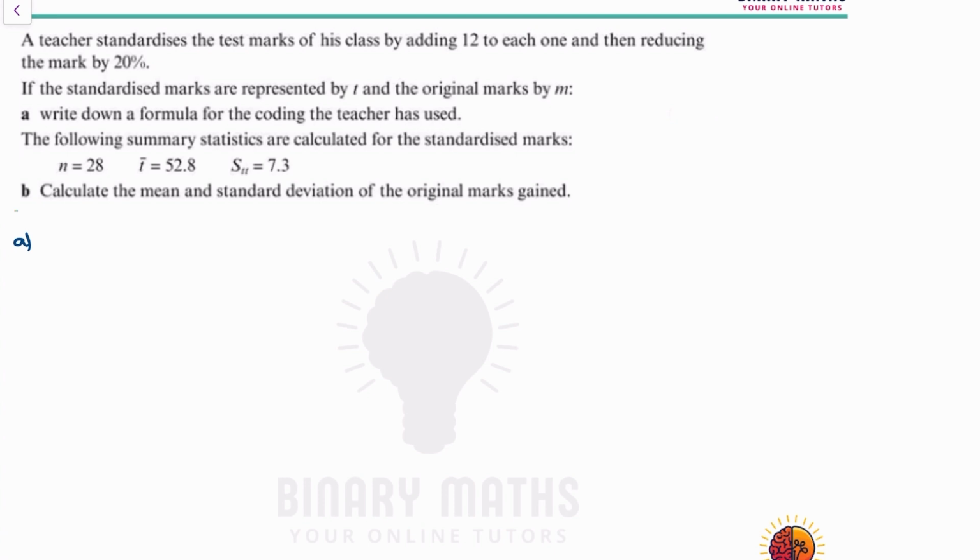So that means if the standardized is T, that's what we're obtaining after we've done a calculation, then we take the original mark, which is M, I add 12, and then I times by 0.8. So it's the same thing as 0.8 times (M plus 12), which when we expand it, we end up getting 0.8M plus 12 times 0.8, which is 9.6. So I prefer it in this way without brackets, because we're used to seeing coding like that. So that implies T is equal to 0.8M plus 9.6.